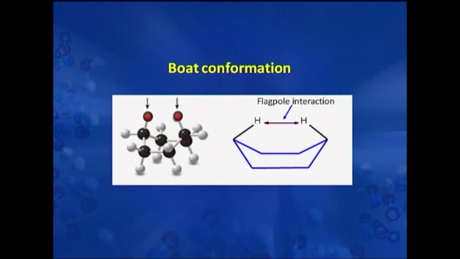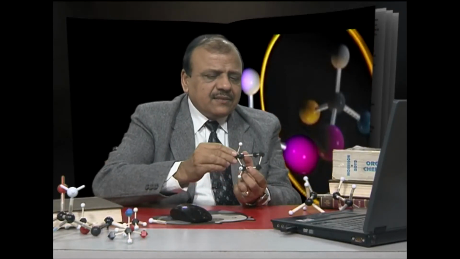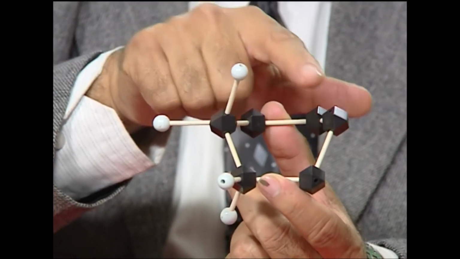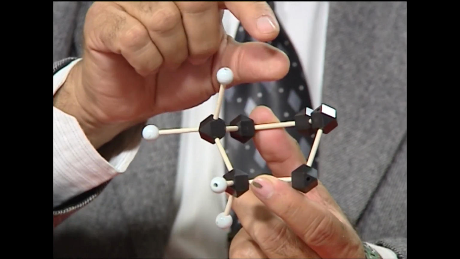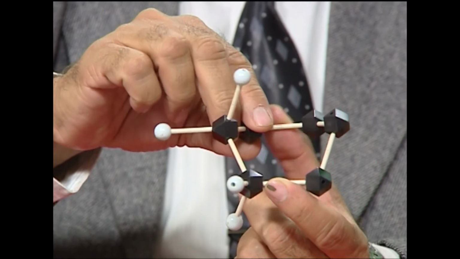So, there is some torsional strain in it, and then we have one more type of strain in it. The 2 hydrogens which are there on the carbons which have moved up like this, one hydrogen here and one hydrogen on this carbon, these 2 hydrogens are coming closer and they produce some sort of steric repulsion, which is also known as flagpole interaction.